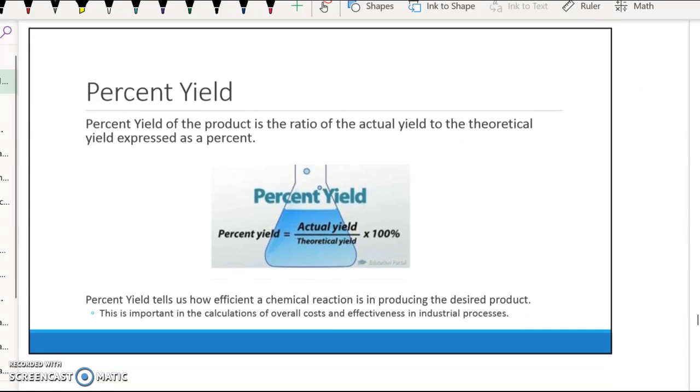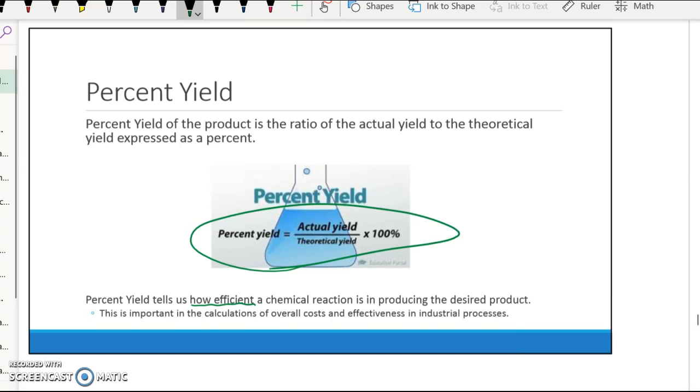So percent yield is the ratio of the actual to the theoretical. This is just the straight formula for percent yield: actual divided by theoretical. So it says right here the percent yield tells you how efficient the chemical reaction is. So obviously you would want yours to be as close to 100% as possible.